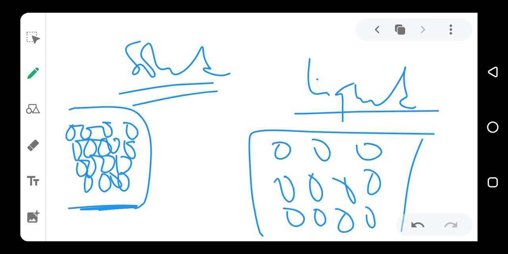But solids, they cannot move because the molecules in the solids are very, very close to each other. They don't allow the molecules to move.